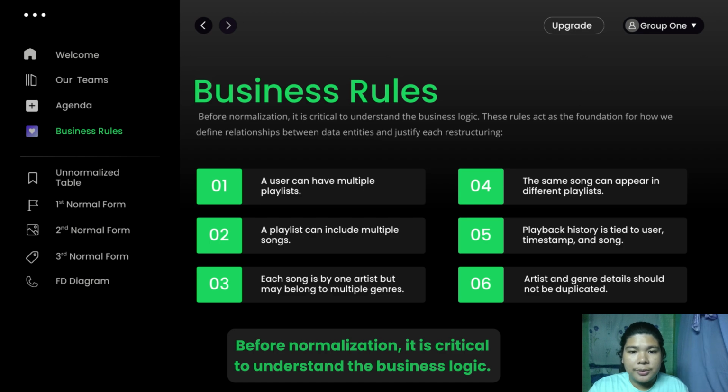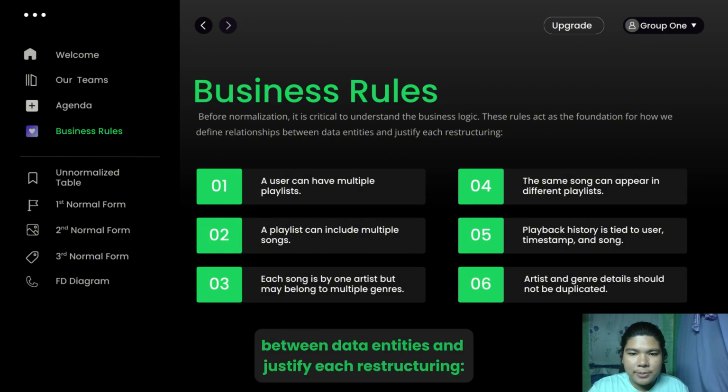Business rules. Before normalization, it is critical to understand the business logic. These rules act as the foundation for how we define relationships between data entities and justify each restructuring.